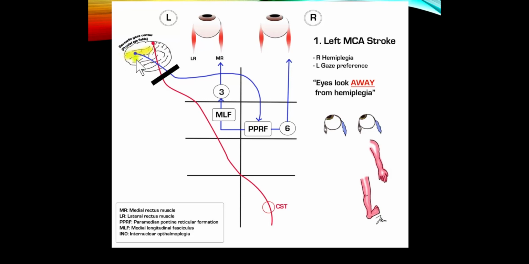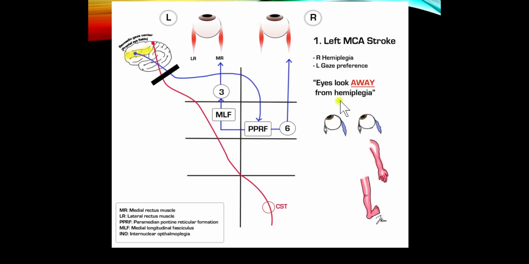So again, you're losing all of that stimulation of the opposite PPRF6, which wants to move the right eye to the right, and you're losing all that stimulation to the left eye medial rectus, which wants to move the eye to the right. So with a left middle cerebral artery stroke, the eyes get driven to the left, and the patient has right-sided weakness. So most review books say the eyes look at the lesion, but I like to say the eyes look away from the hemiplegia. Okay, the eyes are looking to the left, the right side of the body is weak.